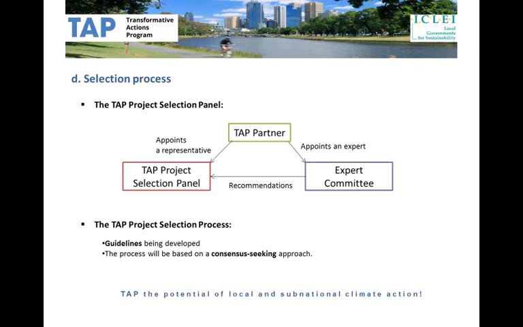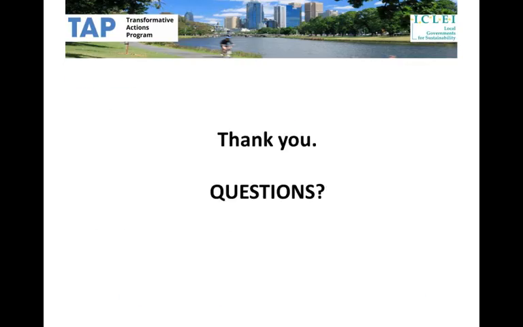So regarding the selection process, as I said, guidelines are being developed and will be shared with regional offices and partners in due course. And so another principle that we have defined is that the selection of that project should be based on a consensus-seeking approach rather than a strict voting system whereby a majority would win per se. So what we are looking for is really general agreement and consensus on what is a good acceptable TAP project. So that's all for now.